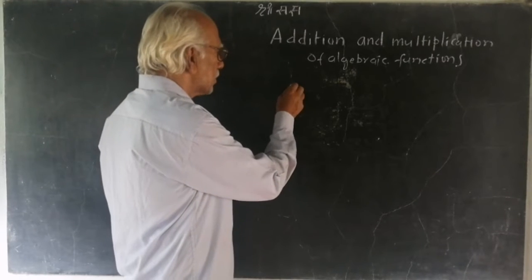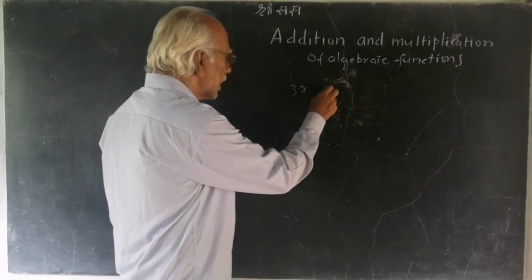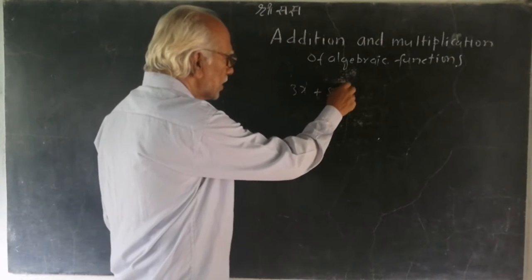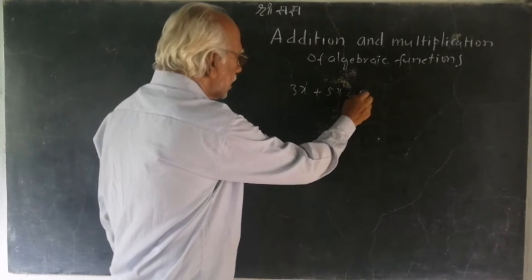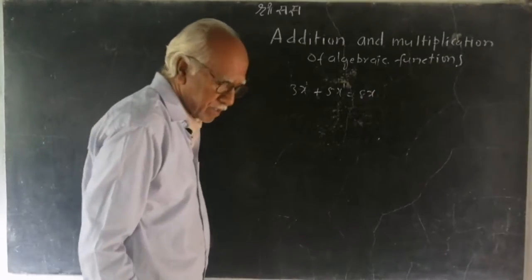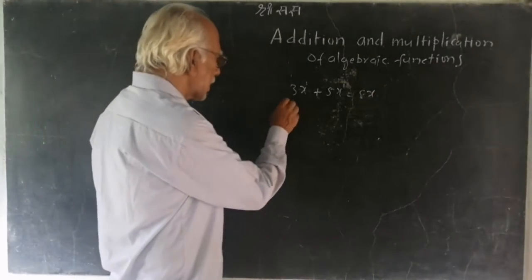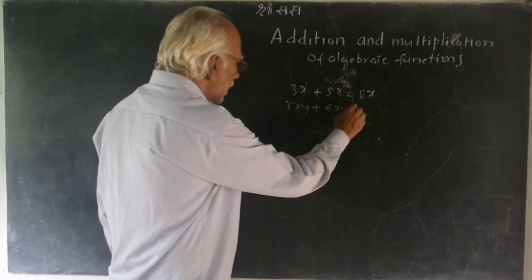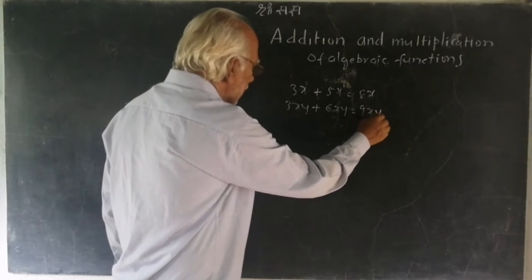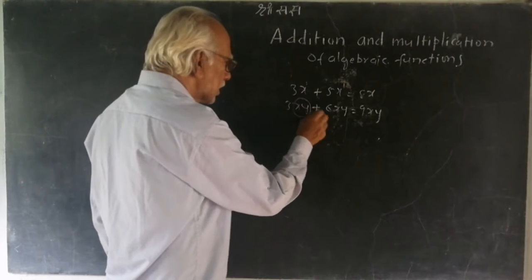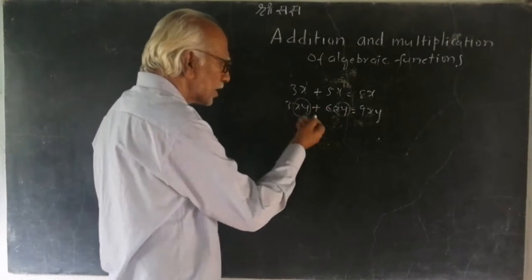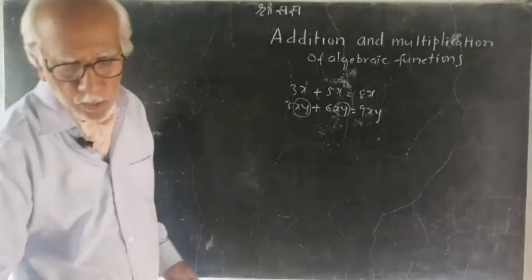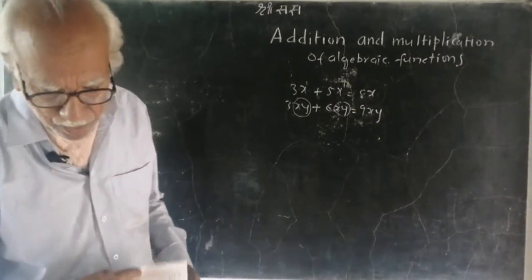For example, we can add 3x and 5x because they have the same index and same variable, and we can write it as 8x. Or even we can add 3xy plus 6xy and write it as 9xy, because xy is the variable part and 6 and 3 are numbers. And accordingly, today let us do a few sums.